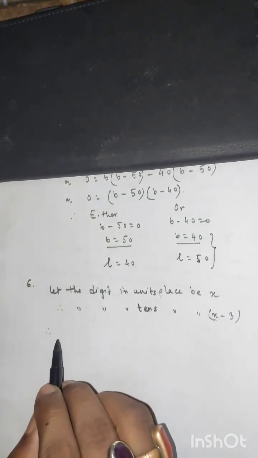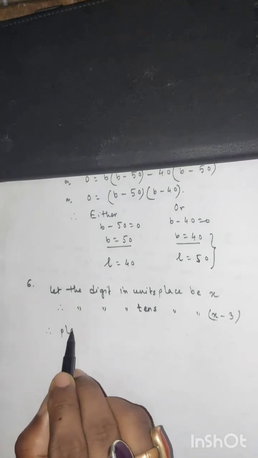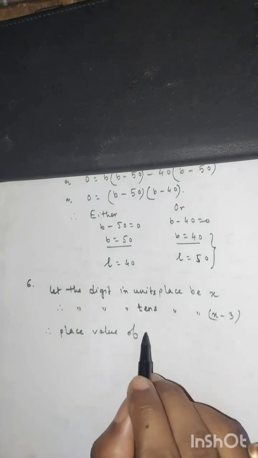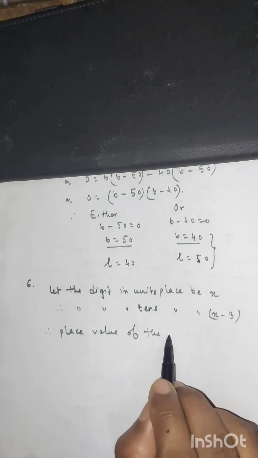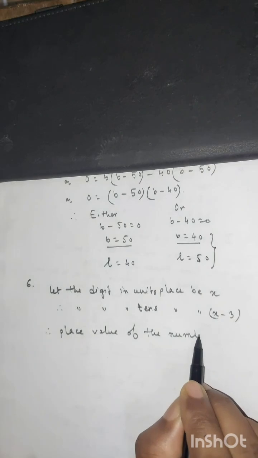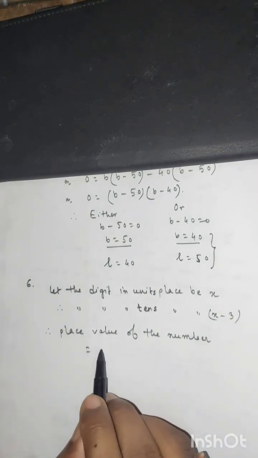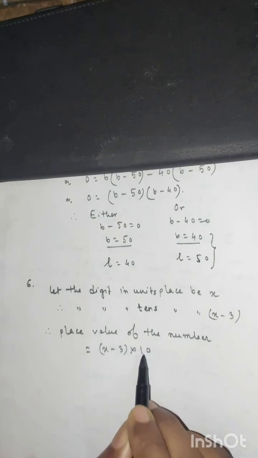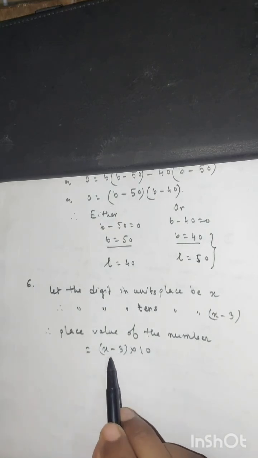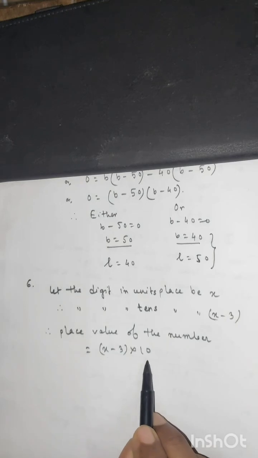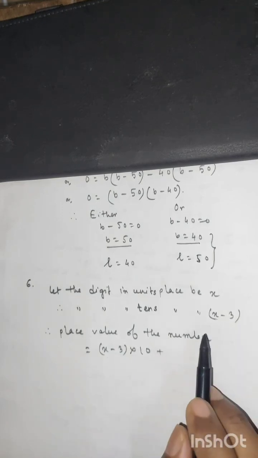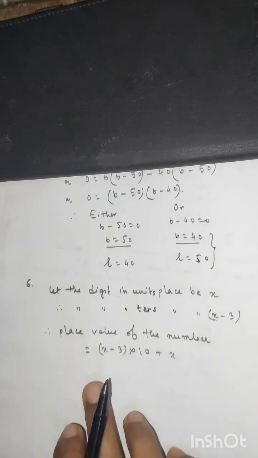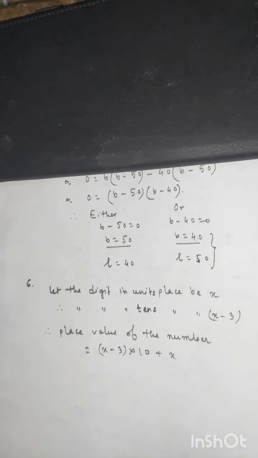Therefore, the place value of the number equal to... x minus 3 is in tens place, that is why it is multiplied by 10, and x is in units place, that is why it is multiplied by 1. So this is the place value of that number.